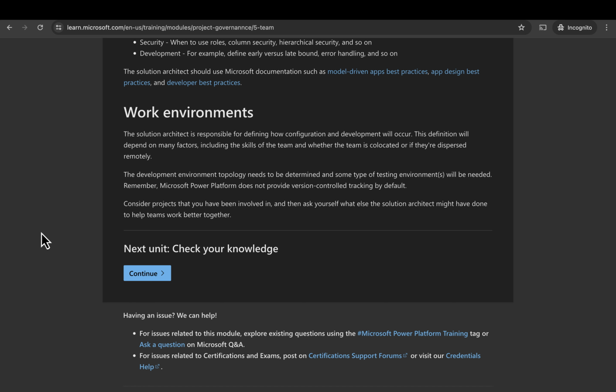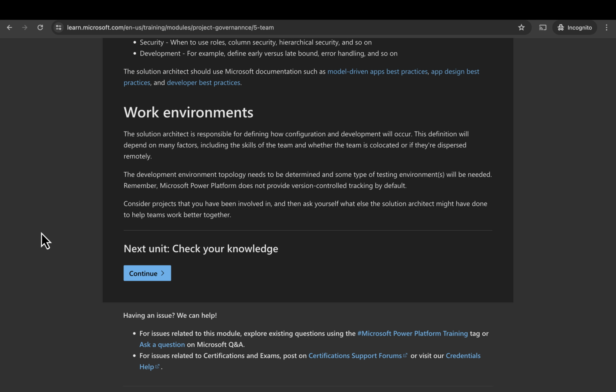This definition will depend on many factors, including the skills of the team and whether the team is co-located or if they're dispersed remotely. The development environment topology needs to be determined and some type of testing environments will be needed. Remember, Microsoft Power Platform does not provide version control tracking by default.